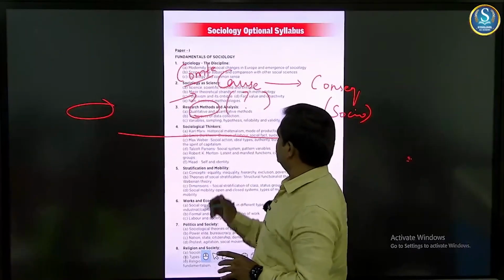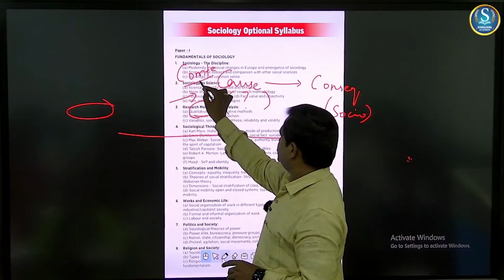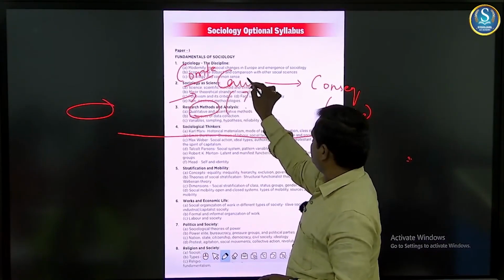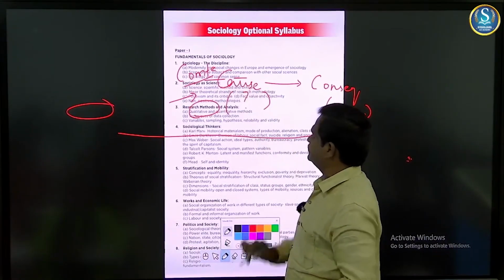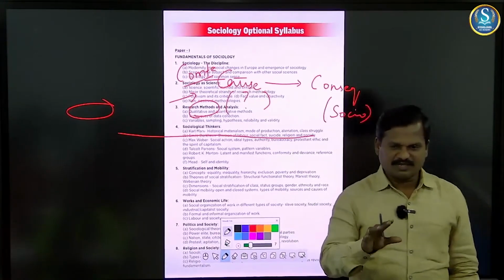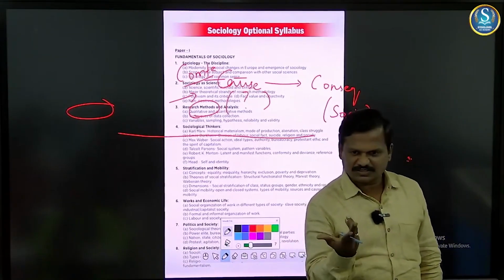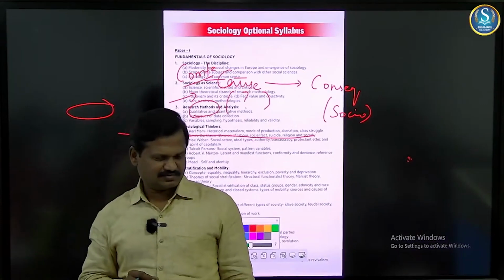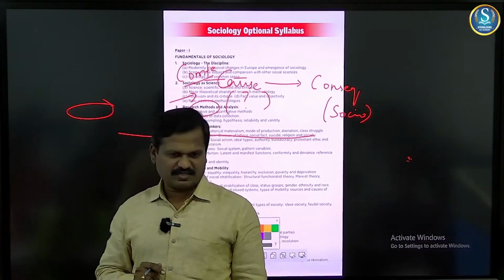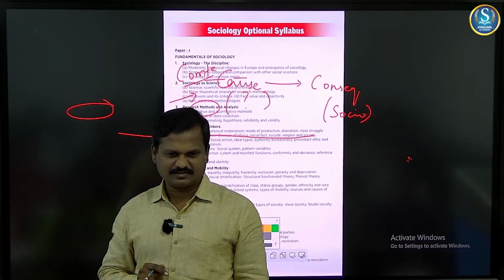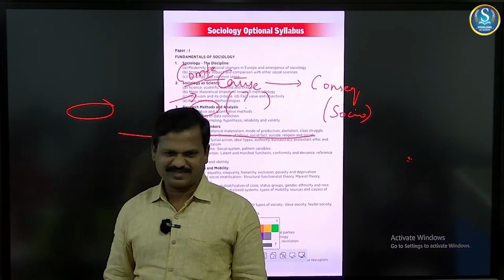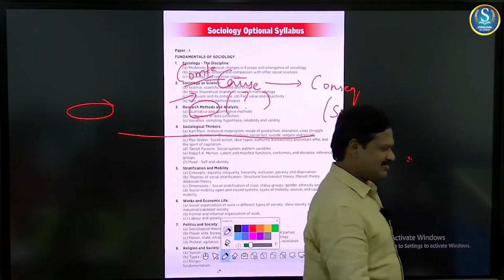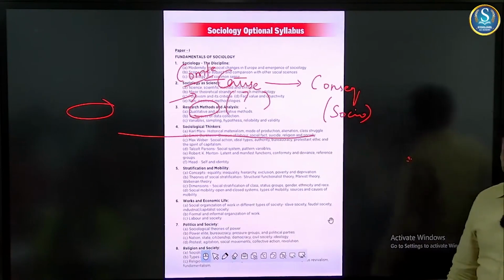And next is sociology and common sense. In what way are sociology and common sense connected to each other? Common means people, and sense means what? Some people will ask, do you have common sense? I'm taking class, and you are jumping in joy, dancing in the class. If somebody is dancing in the class now while I'm taking the class, what is the sociology and common sense connection? Assume somebody started dancing in the class. Everybody will look at that person.